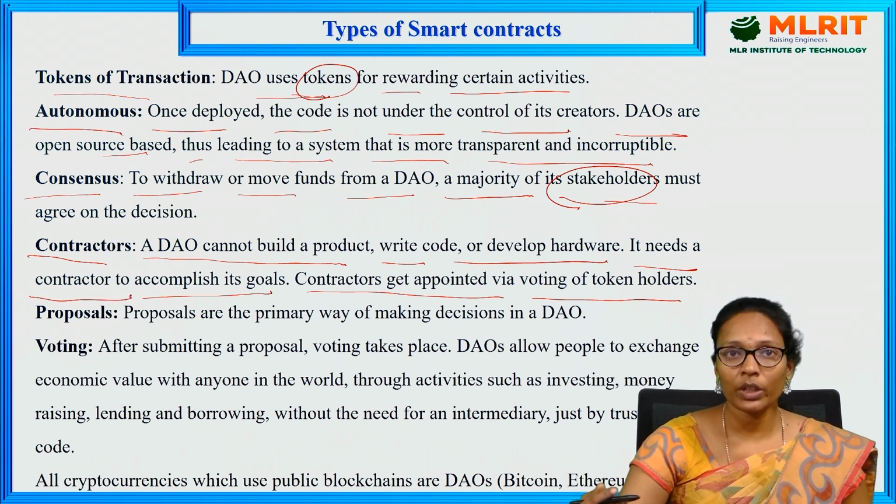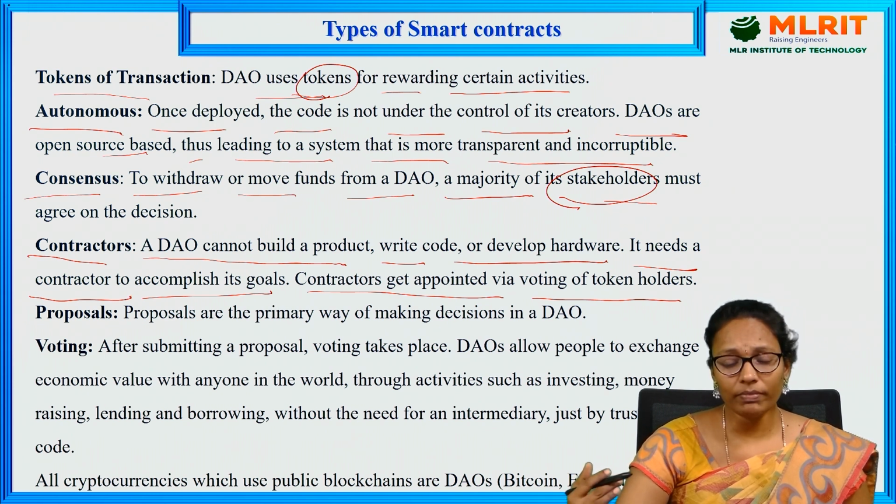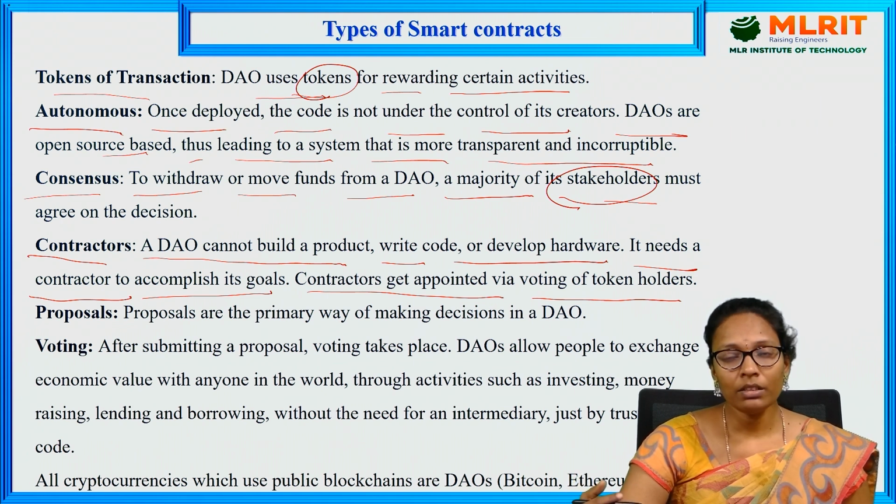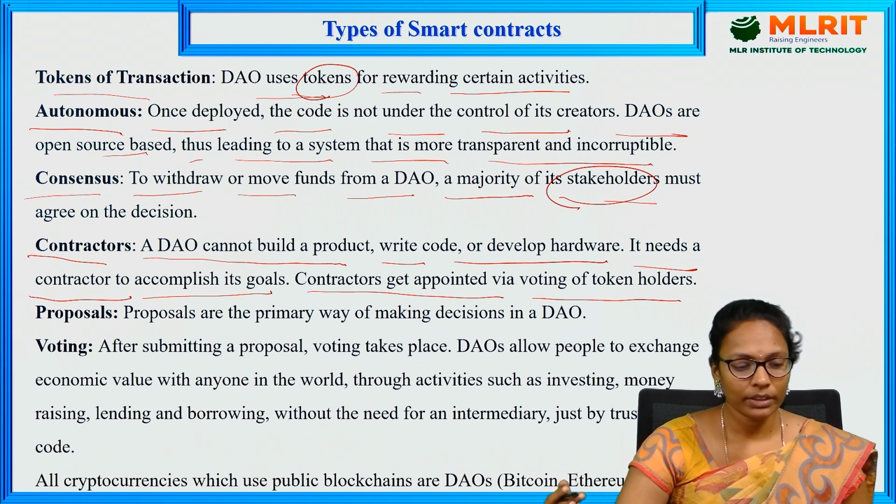First we need to recruit the contractors. That also will be dependent on the stakeholders' decision. Who they need to recruit, everything will be decided by the stakeholders only. They will recruit contractors who are going to write the code for this DAO.